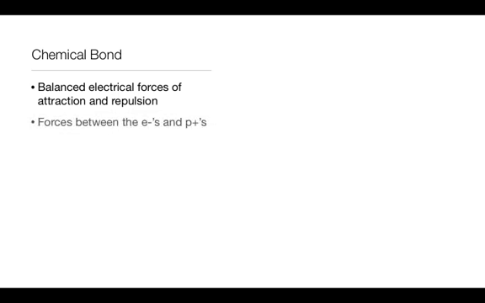Let's define a chemical bond. A chemical bond is going to be the balanced electrical forces of attraction and repulsion between atoms. This attraction and repulsion is going to be between the electrons and the protons. The electrons of one atom are going to be attracted to the protons of another atom. At the same time, the electrons in one atom are going to be repelled by the electrons in another atom. So we have a delicate balance here between the attractions and repulsions. A chemical bond is going to form when the attractions outweigh or are greater than the repulsions between the electrons.